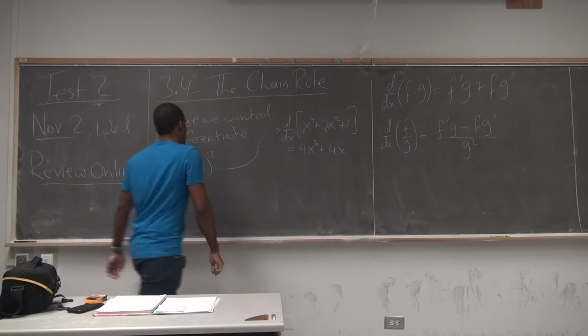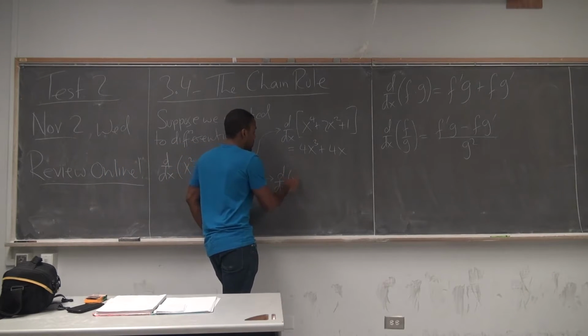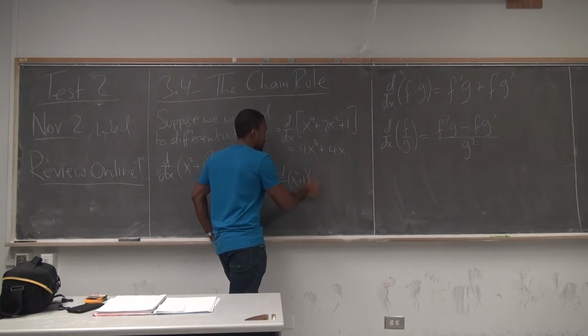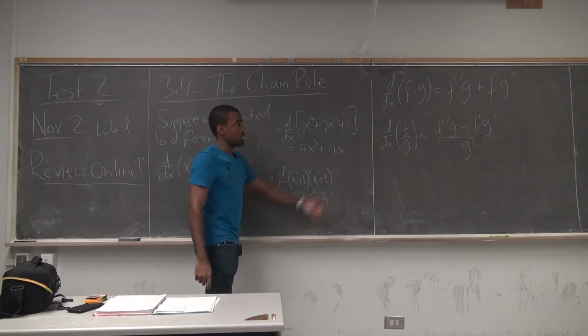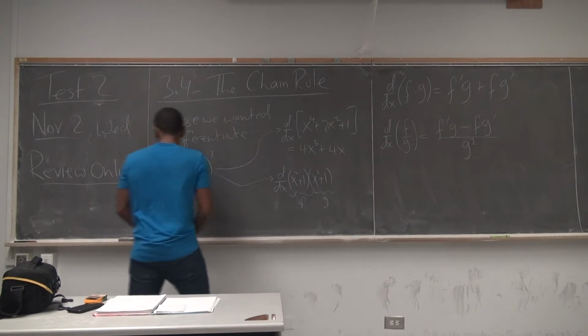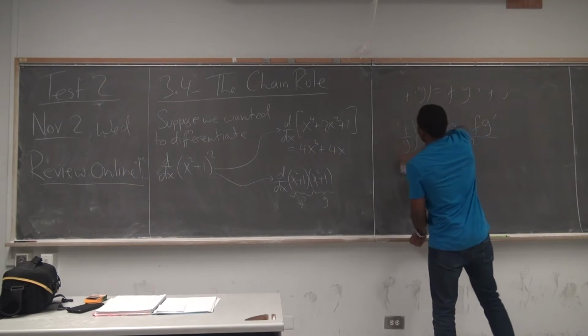Another option would be to think of this as the derivative of x squared plus 1 times x squared plus 1, and look at it as a product rule. This is f, and that's my g, and I just go through that rule. Okay, not so bad, right? So this guy, not so horrible. But what about this guy?